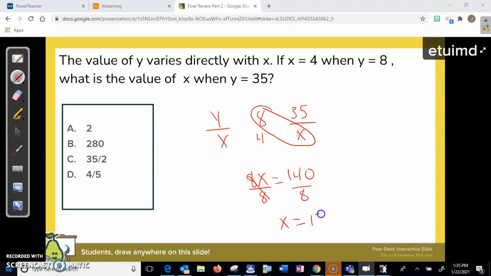x equals 17.5. And the first thing you're going to say is, Mister, that's not even written up here. It's not A, it's not B, but you have these fractions right here. Simplify the answer choices. 35 divided by 2 is actually 17.5. Answer. All right, next question.